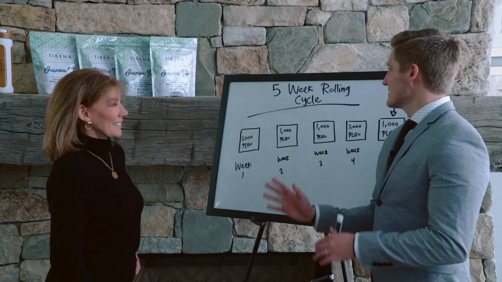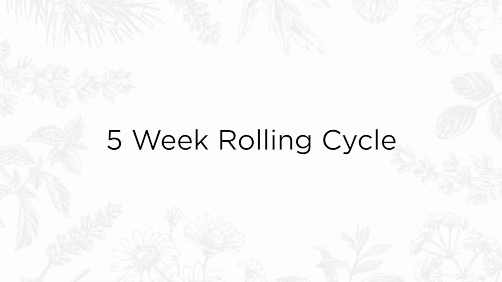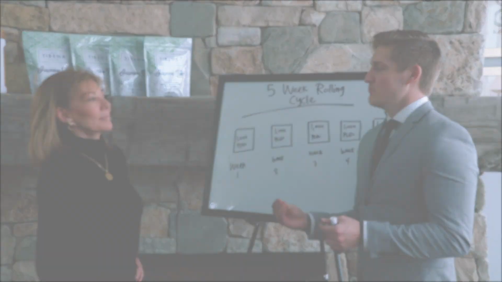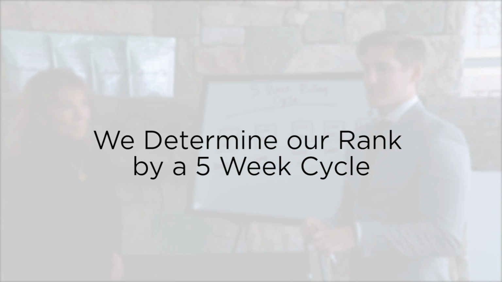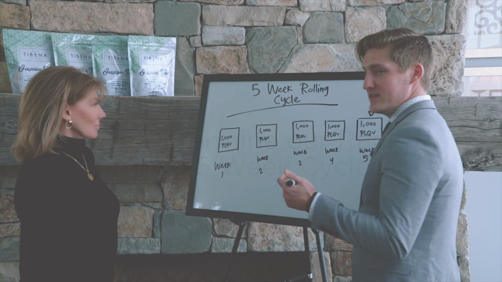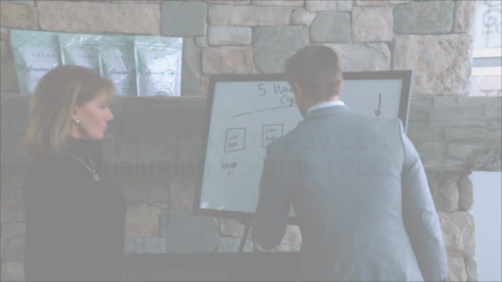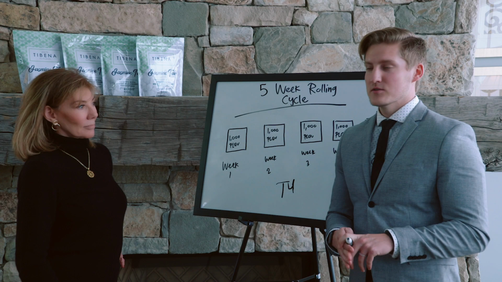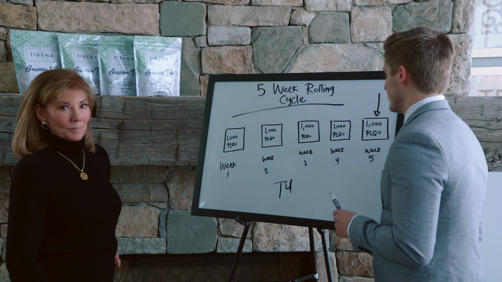Okay, so our last topic for this Comp Plan Plus video is our 5-week rolling cycle. What's special with T-Bena is we pay weekly, but we're determining our rank on a 5-week cycle. And this is how it works. So in this scenario, let's say we're going for the rank of T4. For T4, you need 5,000 pay leg qualifying volume, also known as PLQV.